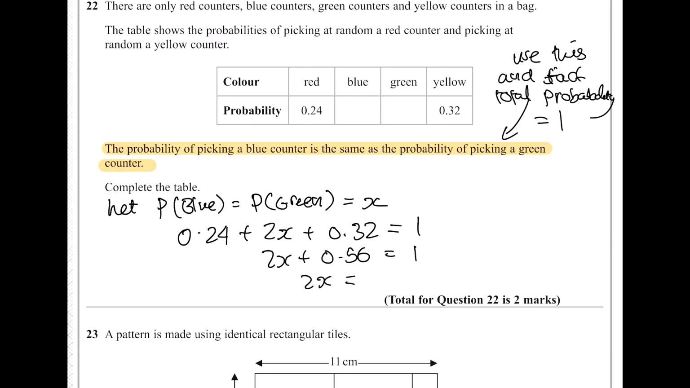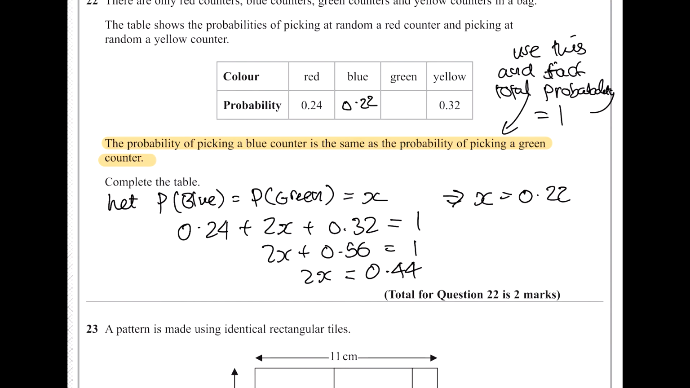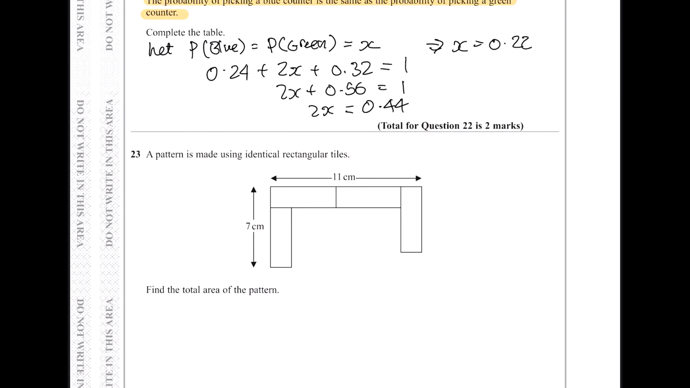Means 2x is equal to 0.44, which means that x equals 0.22, and so each of these is 0.22. Okay, good. Now it says a pattern is made using identical rectangular tiles.